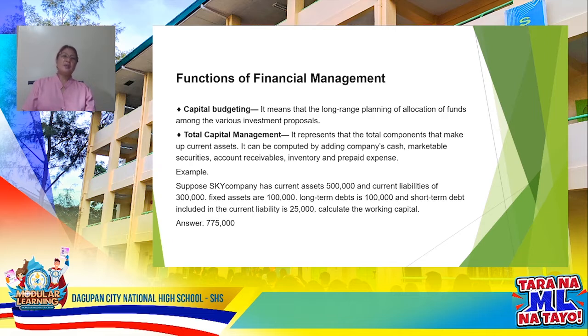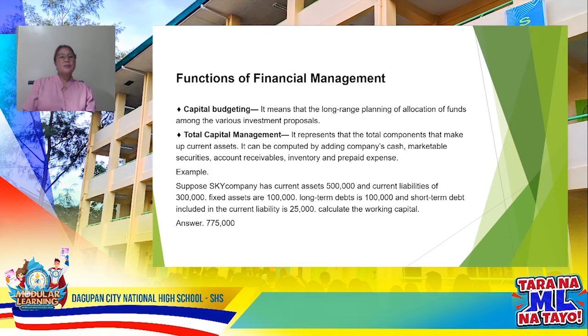Capital budgeting means the long-range planning of allocation of funds among the various investment proposals. And working capital management represents the total components that make up current assets. It can be computed by adding the company's cash, marketable securities, accounts receivable, inventory, and prepaid expenses.